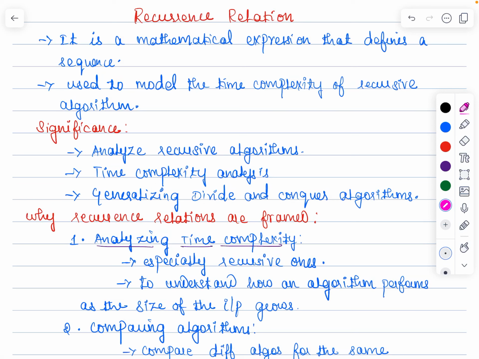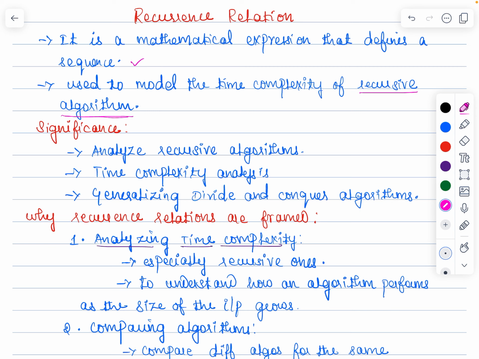I am going to discuss recurrence relation in this video. A recurrence relation is a mathematical expression that defines a sequence in terms of its previous terms. In the context of algorithmic analysis, this recurrence relation is often used to model the time complexity of a recursive algorithm, not an iterative algorithm.